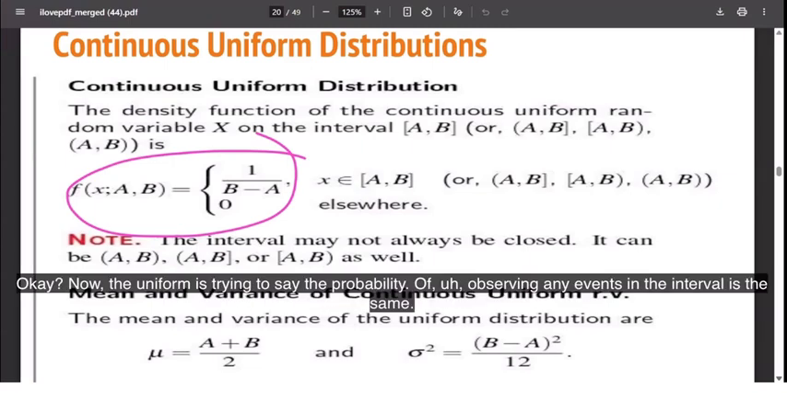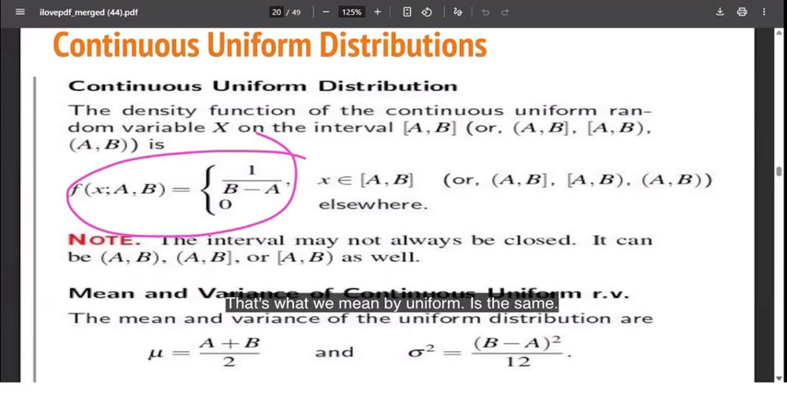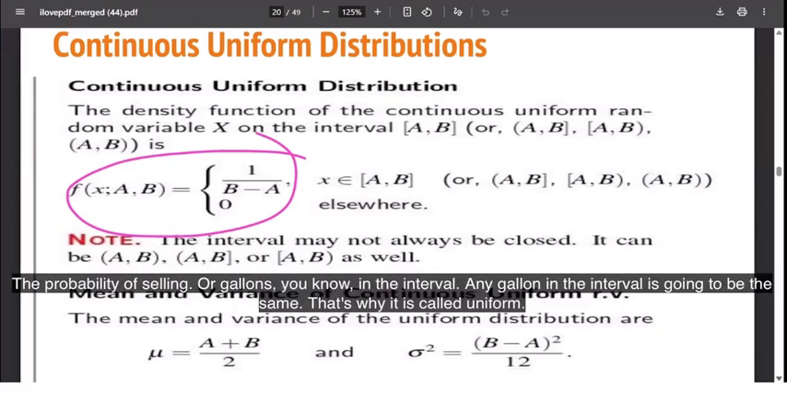Now the uniform is trying to say the probability of observing any event in the interval is the same. That's what we mean by uniform. If I sell in a particular gas station between some number of gallons and another number of gallons, the probability of selling any gallon amount in the interval is going to be the same. That's why it is called uniform.